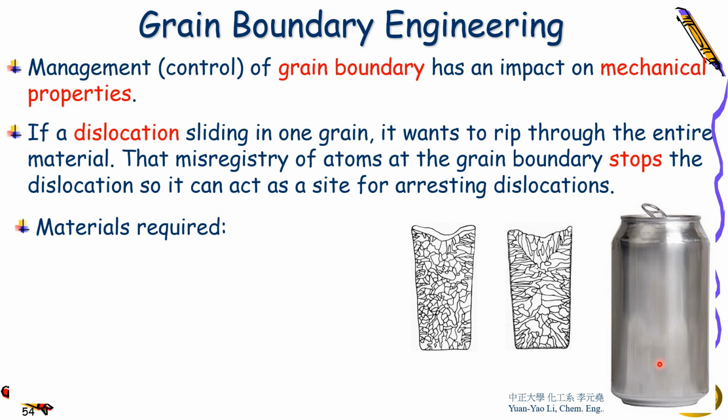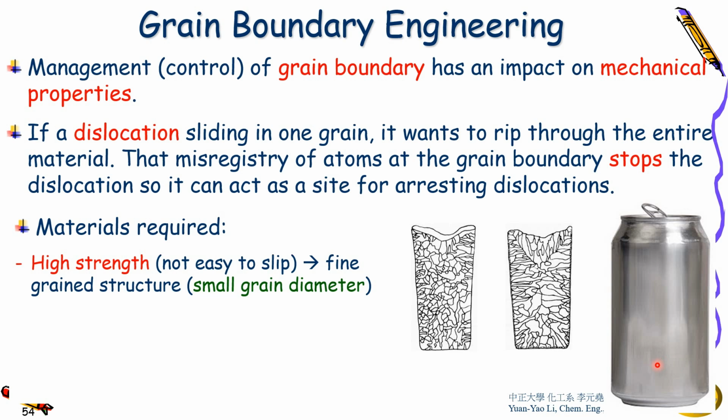So the material requirement is that if you want to have a high strength, it should not slip easily. If you don't want to make something like this, if you want to have this material very strong, you need to have a very fine grain structure like this, because there are many boundaries.